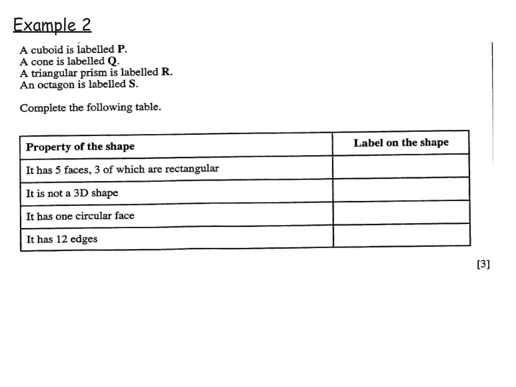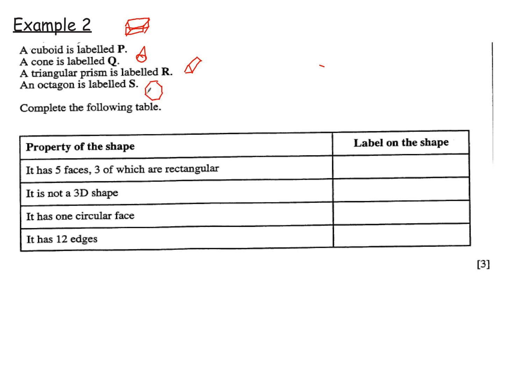So it says a cuboid is labelled P, a cone is labelled Q, a triangular prism is labelled R, and an octagon is labelled S. Complete the following table. Now to help you, you may want to draw a quick, just a little sketch to help you. Okay, a cone. Just as you can see with me, they're not the best drawings, but just a little sketch. Then an octagon we know has got 8 sides, like that.